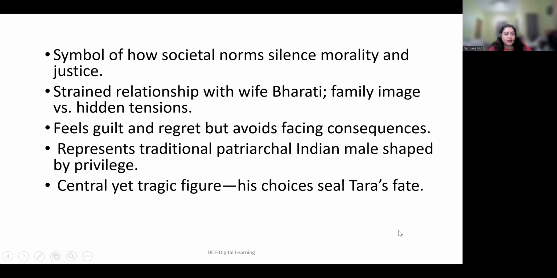Mr. Patel can be taken as a symbol of how societal norms silence morality and justice, the strained relationship with his wife Bharati, and how his family image versus hidden intentions can be seen in the play. He feels guilt and regret, but avoids facing consequences. Mr. Patel represents the traditional patriarchal Indian male shaped by privilege. He is a central yet tragic figure. His choices seal Tara's fate.